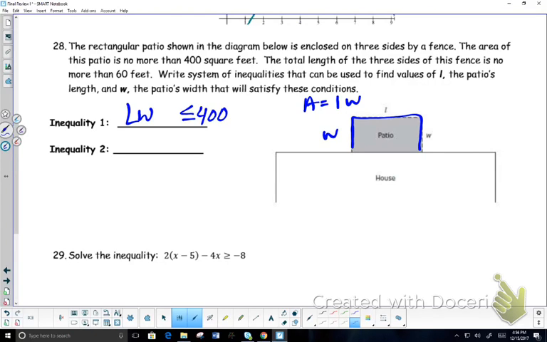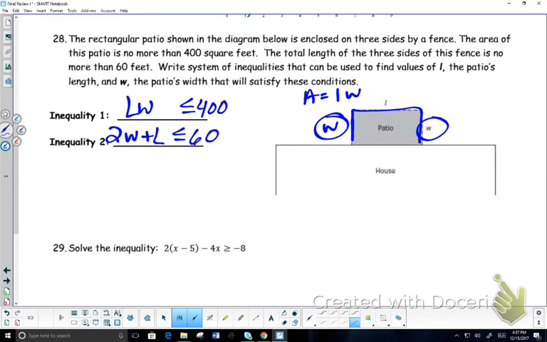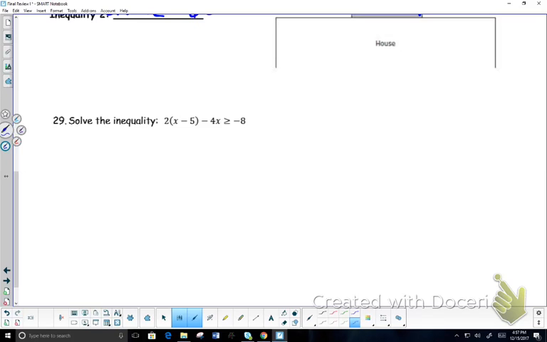Then we got the total length of the 3 sides of this fence is no more than 60 feet. So the 3 sides of this fence can't be any longer than 60 feet, but it could be 60 feet. And it's talking about all 3 of these sides, so notice I have 2 W's plus I have an L. So there are your 2 inequalities for that scenario. Doesn't ask me to solve, so I'm more than happy to move on.